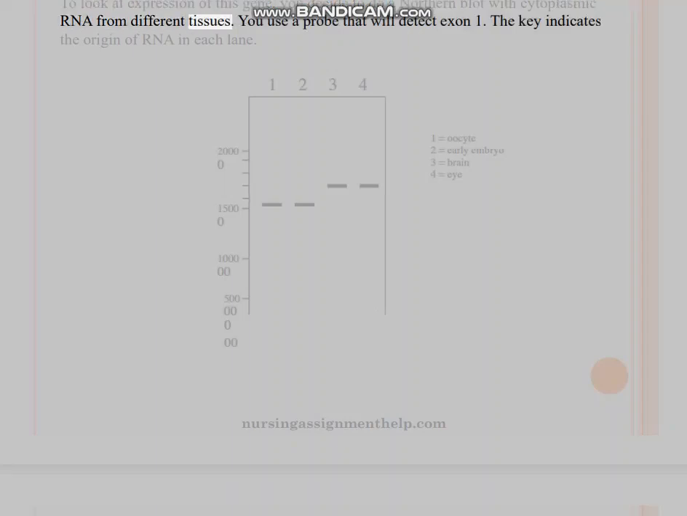To look at expression of this gene, you decide to do a northern blot with cytoplasmic RNA from different tissues. You use a probe that will detect exon 1. The key indicates the origin of RNA in each lane.